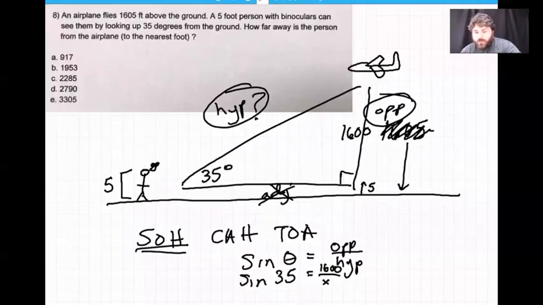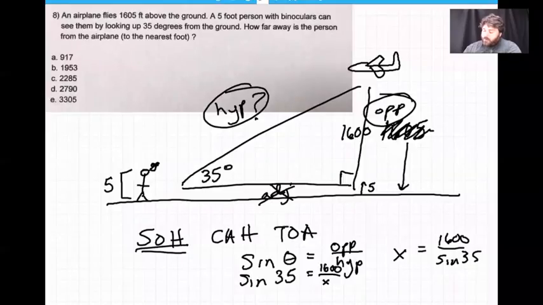Now remember this trick: if you don't know the bottom, you just switch the bottom and the left side. So I can say that x is just 1600 divided by sine of 35. If you're not comfortable with that, just multiply both sides by x. You get x times sine 35 is 1600. Then you divide out the sine 35, and you get the same thing as with the trick.